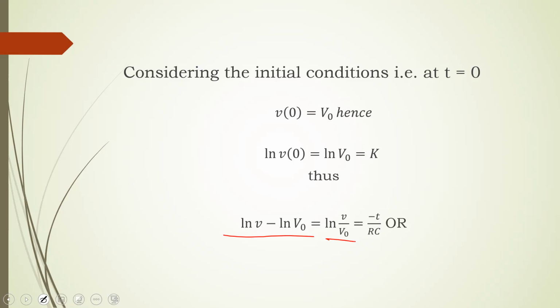And what we want is V. So if we have ln V, and what we want is V over V0, then what's the reverse of ln? Exponential. So it means that Vt is equal to V0 e to the minus t over CR.